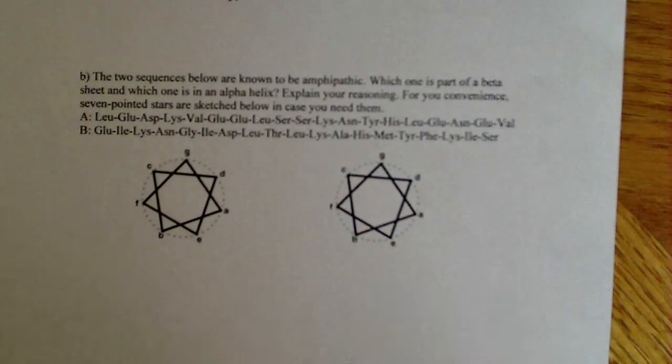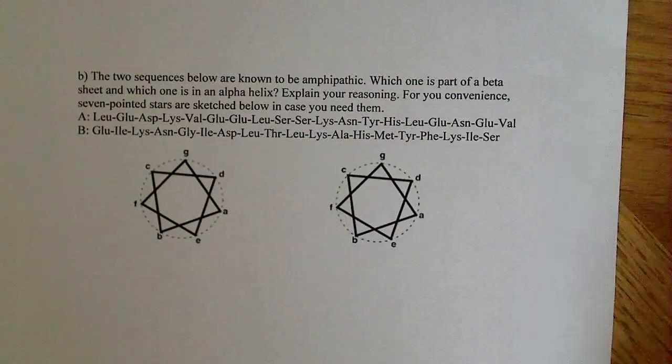And this is another protein structure problem. So it says the two sequences below are known to be amphipathic. Which one is part of a beta sheet and which one is part of an alpha helix? Explain your reasoning. For your convenience, 7-pointed stars are sketched below in case you need them. Okay, so we're given two sequences, sequence A and sequence B. And we're told that they're amphipathic, and that one is part of a beta sheet and one is part of an alpha helix. So now it's our job to decide which one is which.